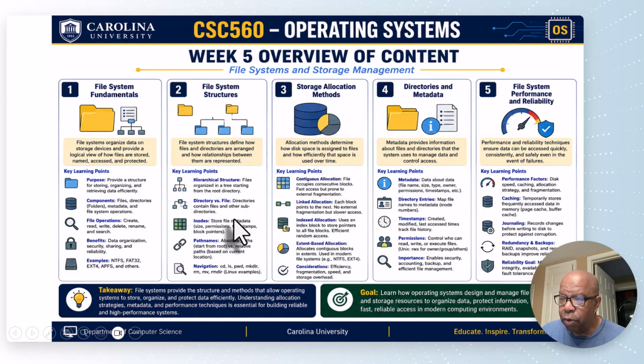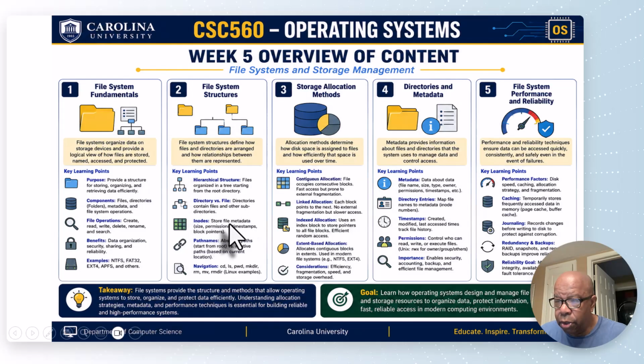The next one is directory versus file. Directories contain files and other subdirectories. So this is basically what would be happening if we had a directory structure also. We would have the directory and the files under it. That's basically what we're defining here as well. So a directory versus a file: I don't necessarily have to have a directory, but the directory gives me a quick way to search and find information easier.